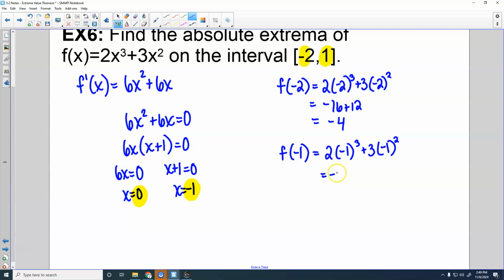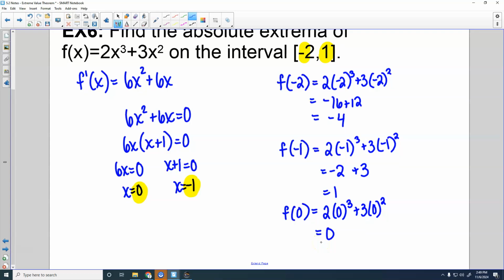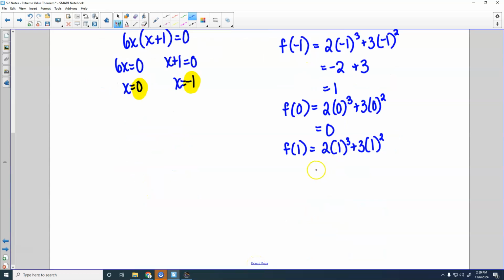So this will be -2 plus 3, which will give us a +1. I'm going to do f of 0 next, which is just going to be 2 times 0 cubed plus 3 times 0 squared. That's just going to give us 0. And then I'm going to plug in 1 last. So I'll have 2 times 1 cubed plus 3 times 1 squared, and that is just going to be 2 plus 3, so I get 5.